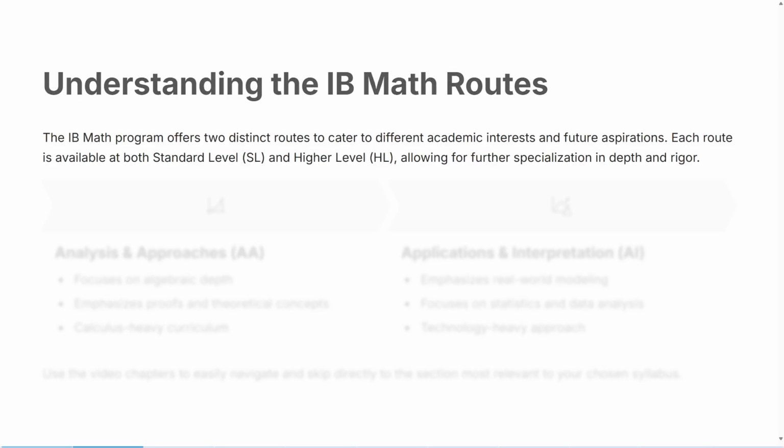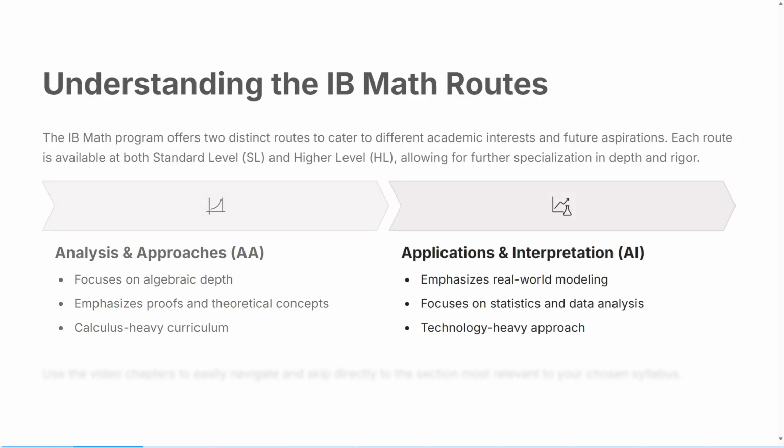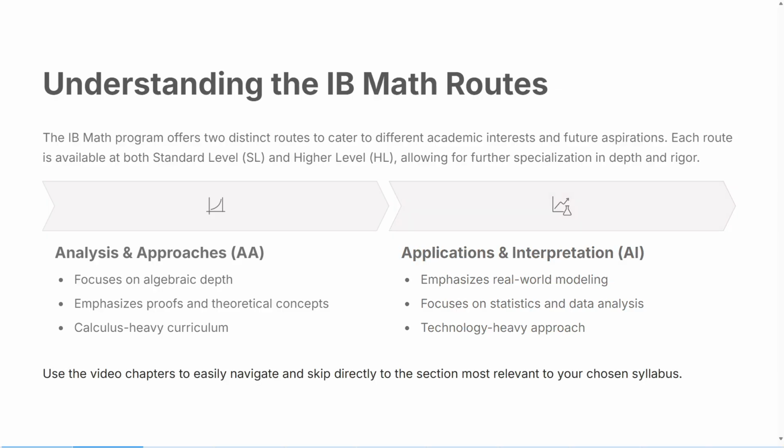The IB Math program gives you a choice between two distinct routes depending on your strength and your future plans. Both are available at standard level and higher level. Analysis and approaches focuses on algebraic depth, proofs, and a calculus-heavy approach. Applications and interpretation is all about real-world modeling, statistics, and the use of technology. Use the video chapters if you want to jump straight to the pathway that applies to you.